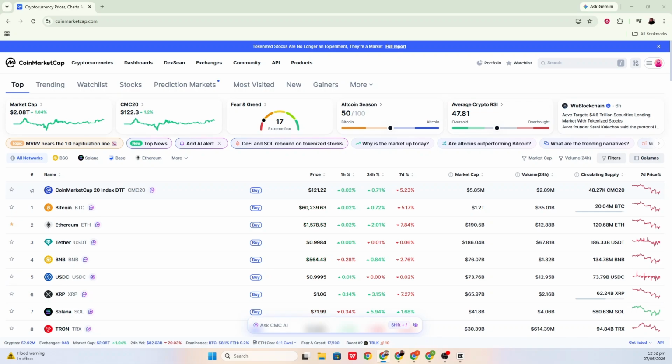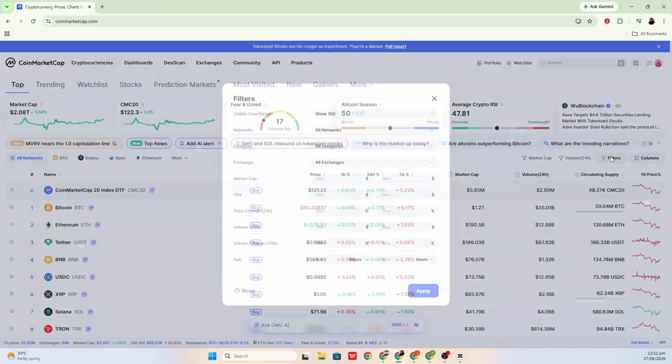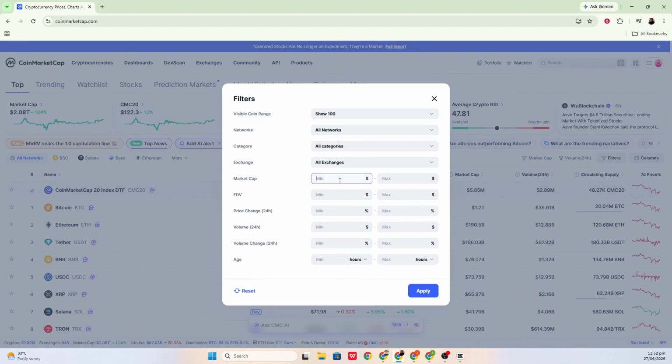In today's video, I will walk you through how to identify the best crypto coin on CoinMarketCap to trade. First, we are on CoinMarketCap. From here, click on Filters, then select Add Filter. Under the Market Cap filter, choose an asset with a market cap range of at least 50 million.